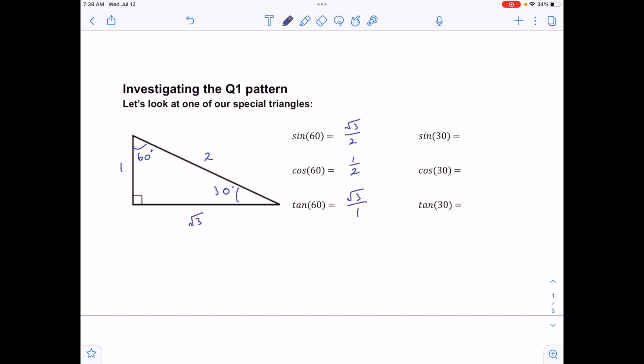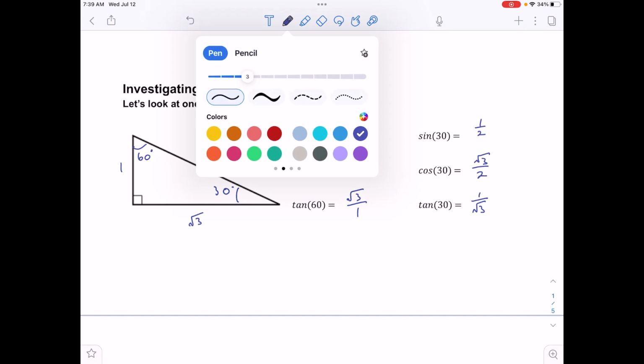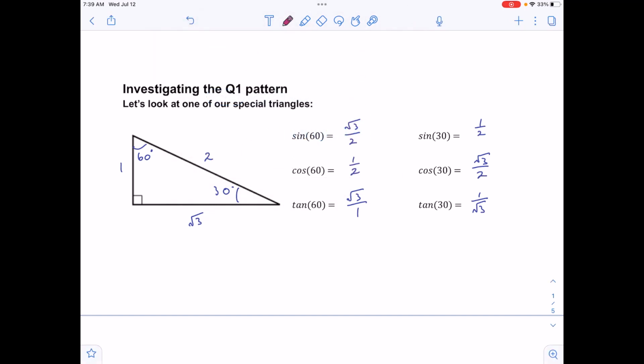Let's do our 30 degrees. So sine of 30 degrees will be 1 over 2. Cosine of 30 degrees will be root 3 over 2. And tan of 30 degrees will be 1 over root 3. So we're starting to see some repetition here in the results, and that's what I was hoping that you would notice. Notice how sine of 60 and cosine of 30 give you the same result. Interesting. Notice how sine of 30 and cosine of 60 also give you the same result.